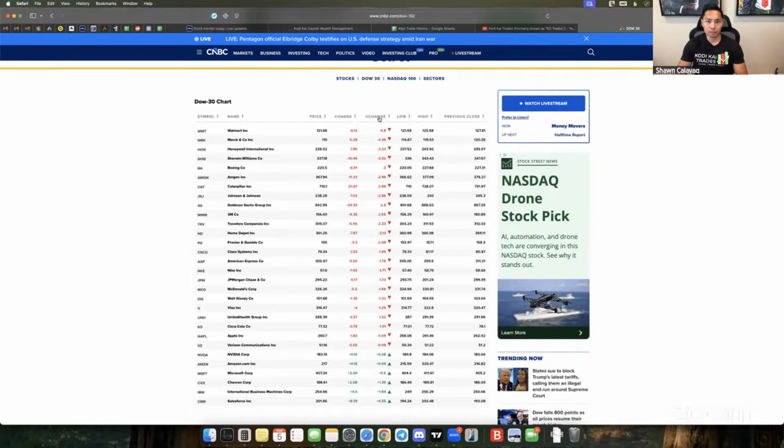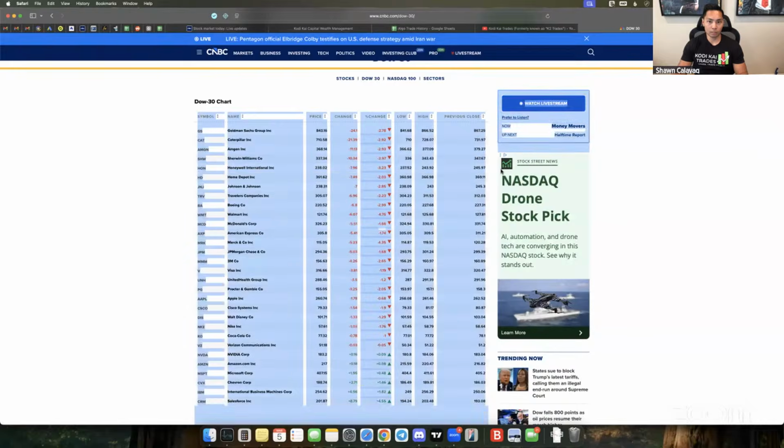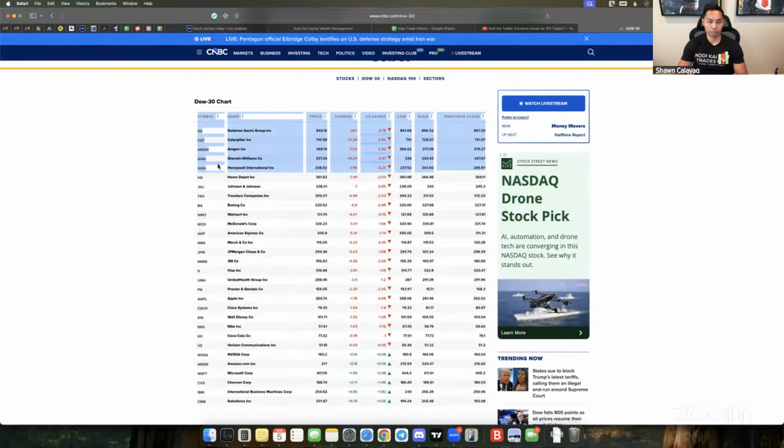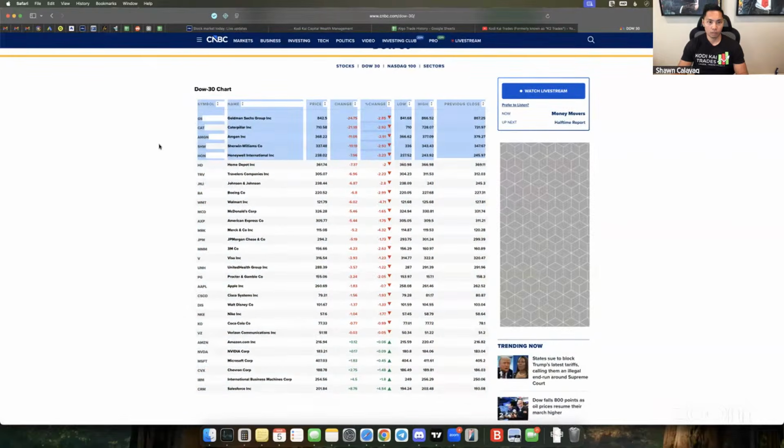Walmart's actually the lowest right now. They're down 4%. But point-wise, these are what's dragging US30, or the Dow 30, down right now. It's five companies.